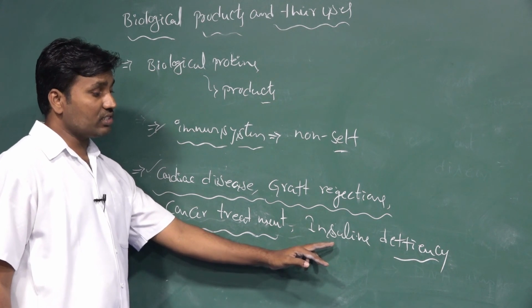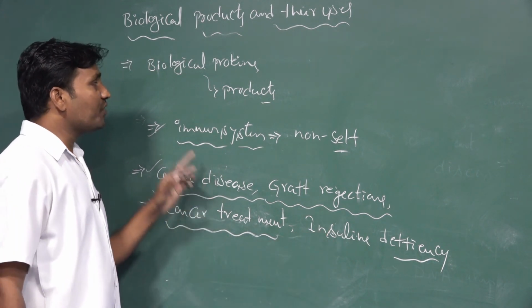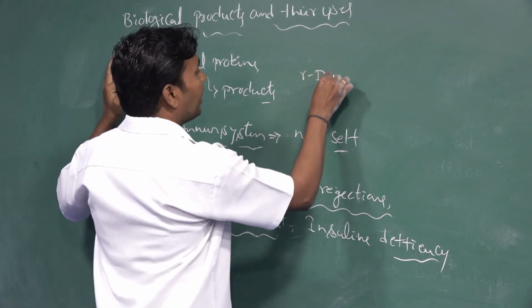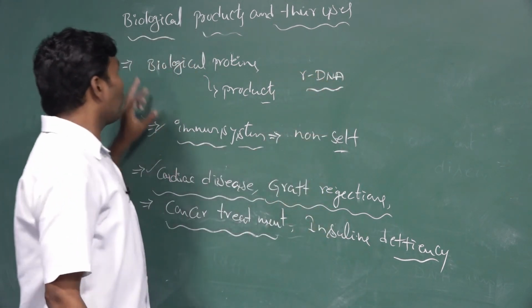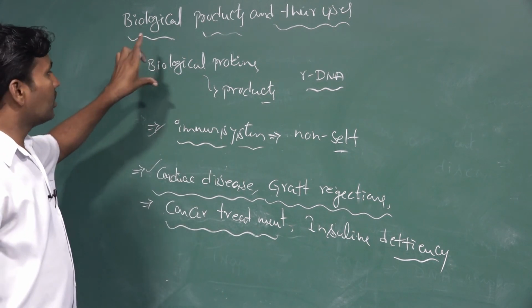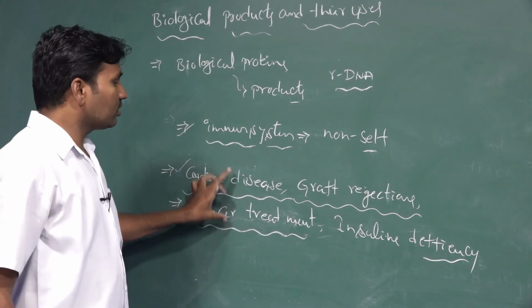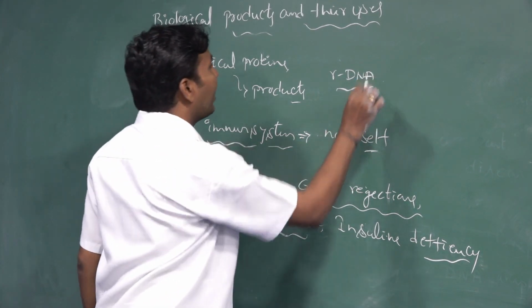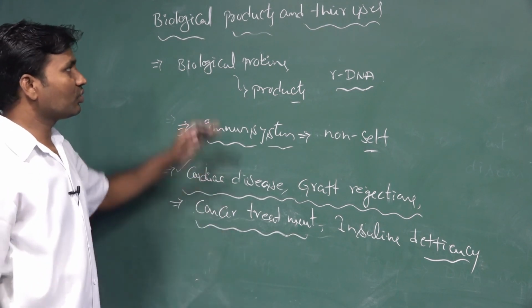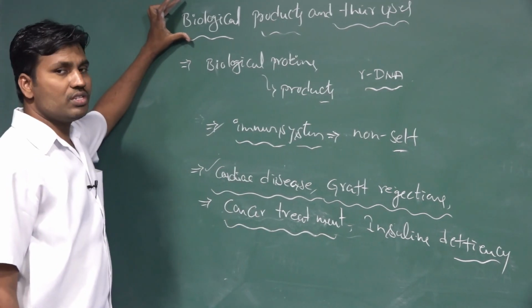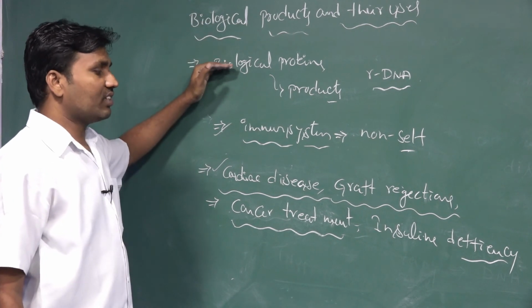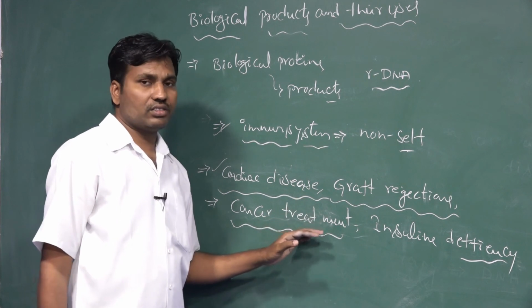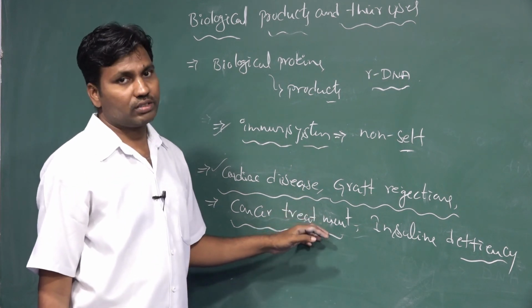In the case of human insulin deficiency, there also we produce it artificially, by recombinant rDNA technology. By using rDNA technology, we produce these biological products. These biological products are used to treat these different kinds of diseases. So this is the advantage of biological products, which we produce by using animals, in different categories of products. So this is regarding biological products.